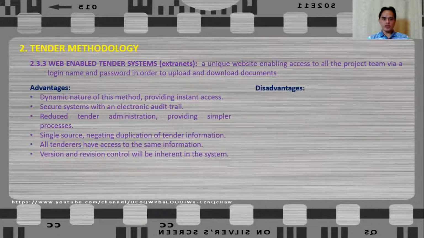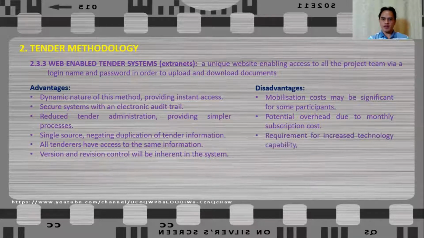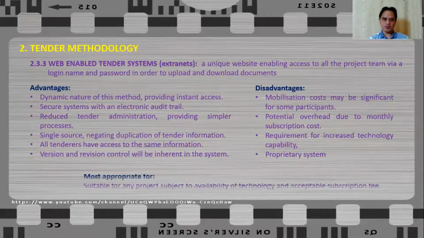The use of a web-enabled tender system also has the following disadvantages. First, mobilization cost may be significant for some participants. There is a potential overhead due to monthly subscription cost. And there is a requirement for increased technology capability. And of course, it is a proprietary system. You cannot own it, you can only subscribe to the system. A web-enabled tender system is most appropriate or suitable for any project subject to availability of technology and acceptable subscription fee.